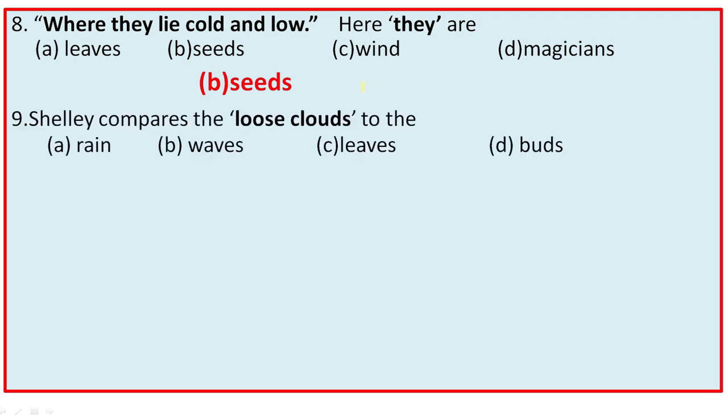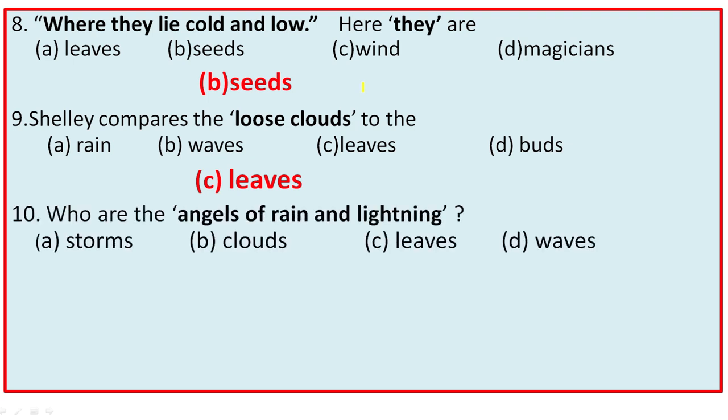Next, question number 9. Shelley compares the loose clouds to the: options are rain, waves, leaves, birds. Loose clouds are compared to so many withered, decaying leaves of the trees. So the right option is C. The loose clouds are compared to the leaves.